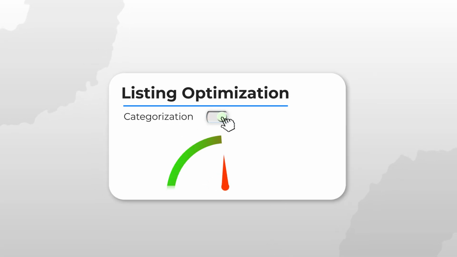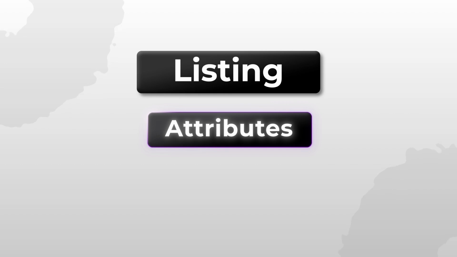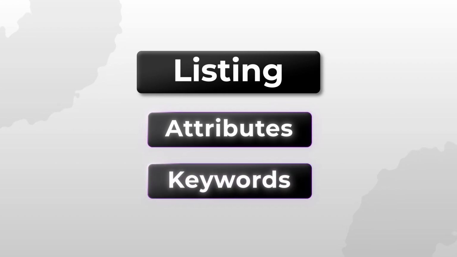In this video, we'll be discussing categorization. Optimizing your categories is one of the first steps in listing optimization, as it determines many factors of your listing. It determines which attributes are available for your listing. It determines even the keywords your listing can rank for.